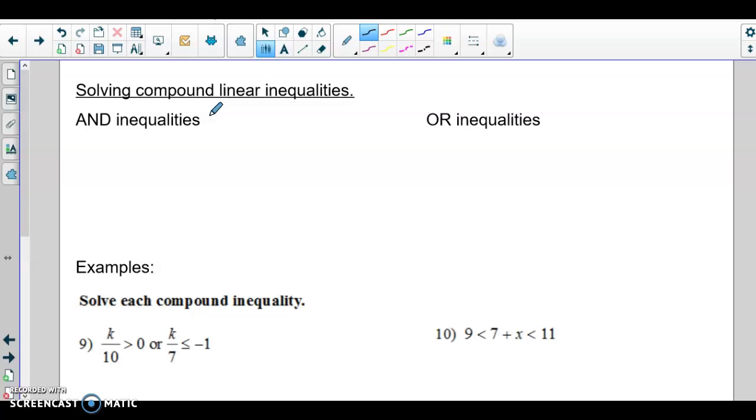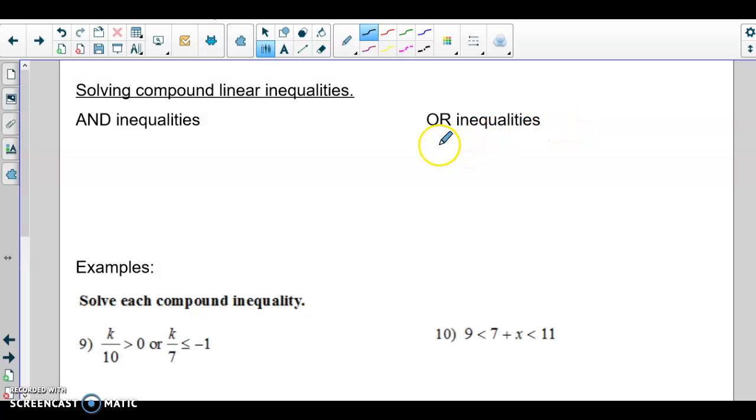You combine two sentences into one sentence with the words and, or, and I believe but is the other conjunction. So similar to English class, we're going to combine two inequalities with the word and with the word or. Let me talk about or first, because or inequalities are exactly what they sound like.